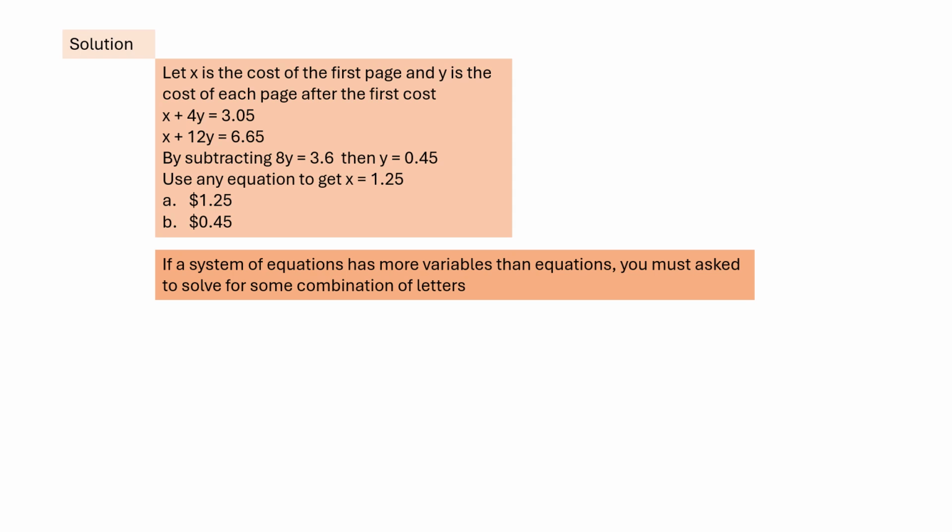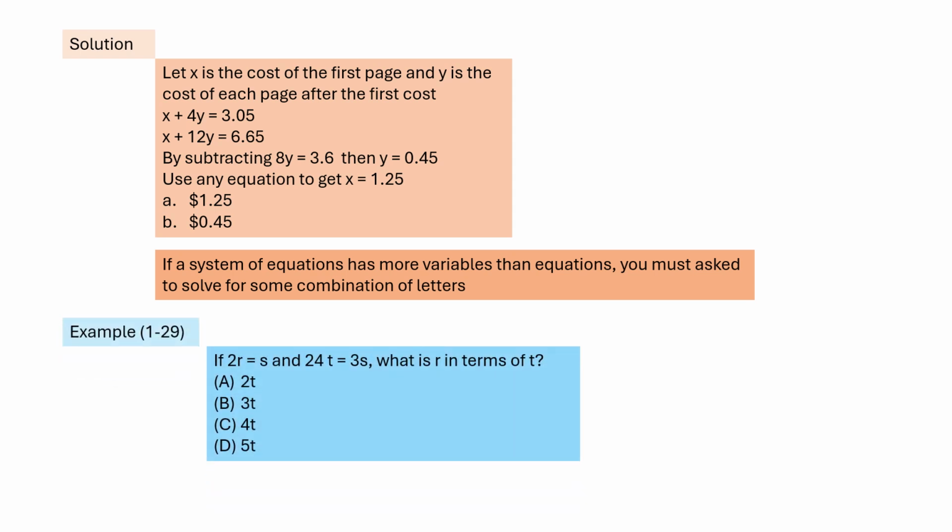If a system of equations has more variables than equations, you must be asked to solve for some combination of letters. If 2r equals s and 24t equals 3s, what is r in terms of t?